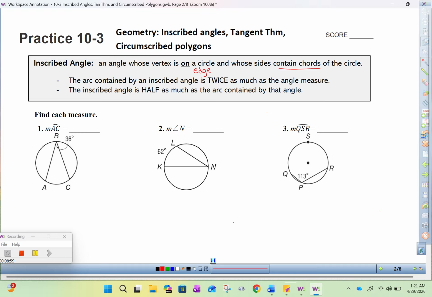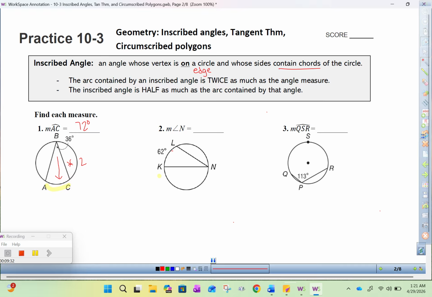So I'm going to use a visual to kind of go through that. On this first one, we're trying to find the arc measure of AC. If we are given the angle and we want to get to the arc, we're moving outside, and when we move outside, we are going to multiply by 2. So we're moving outwards. So this one is going to be 72 degrees for us. And I do encourage you to go ahead and write that times 2 on your practice.